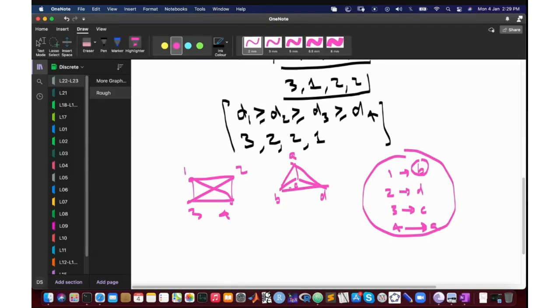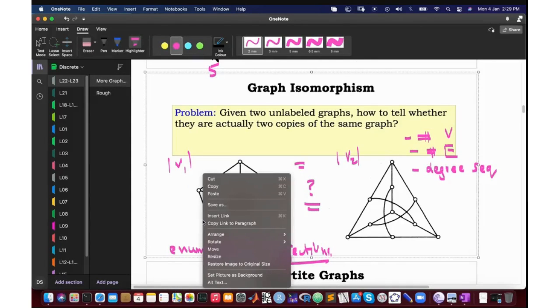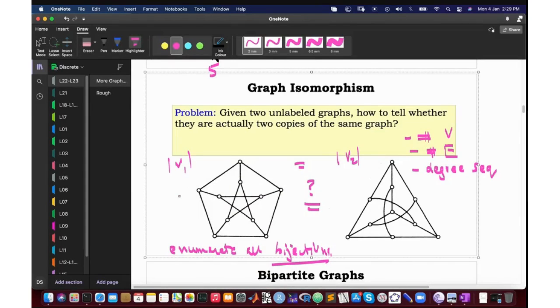Okay, if they are exactly the same corresponding neighbors as they were in the original graph, then I go on and check it for the next guy. I go and check it for 2, then I go and check for 3, and go and check for 4. And that's it. That's the way to actually solve this problem: you enumerate all bijections, and for each bijection, you check whether they correspond to the same graph or not. Okay, but as you can see, this is a very laborious task.